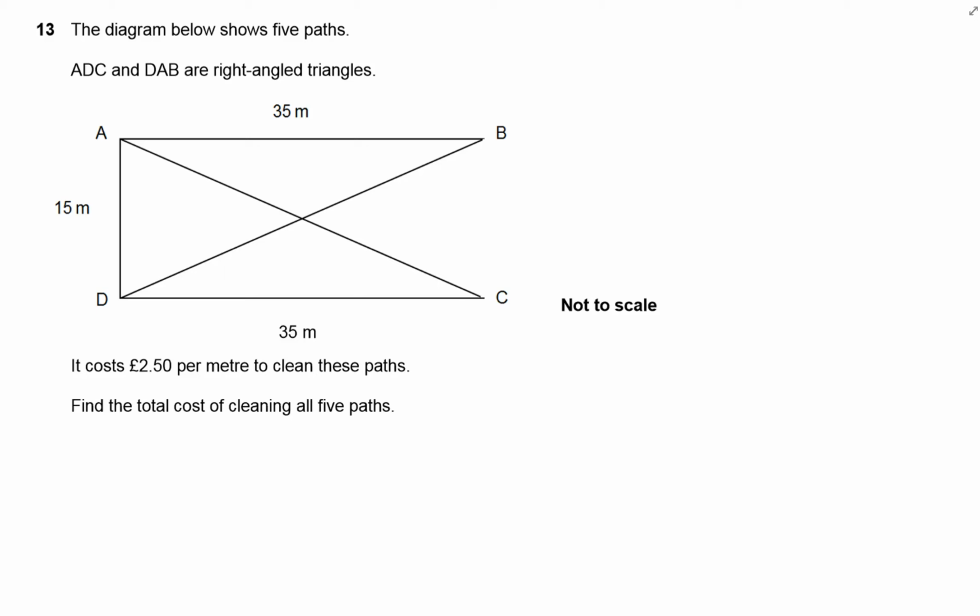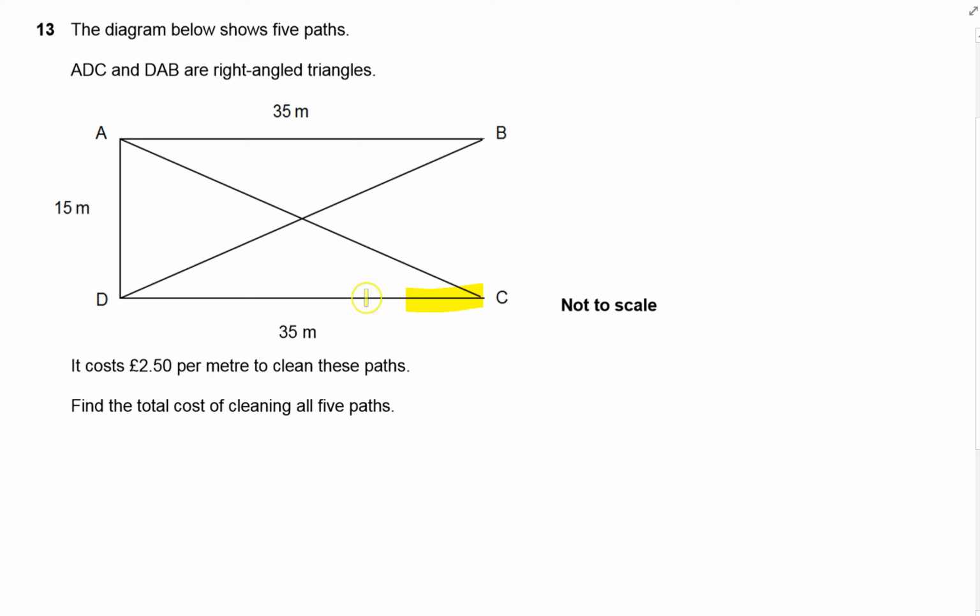Okay, the diagram below shows 5 paths, and ADC is a right angled triangle, and DAB is a right angled triangle. It costs £2.50 per metre to clean these paths. Find the total cost of cleaning all 5 paths.